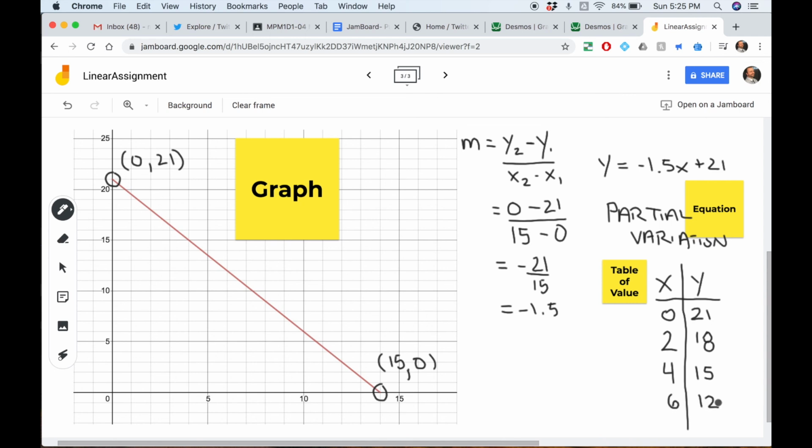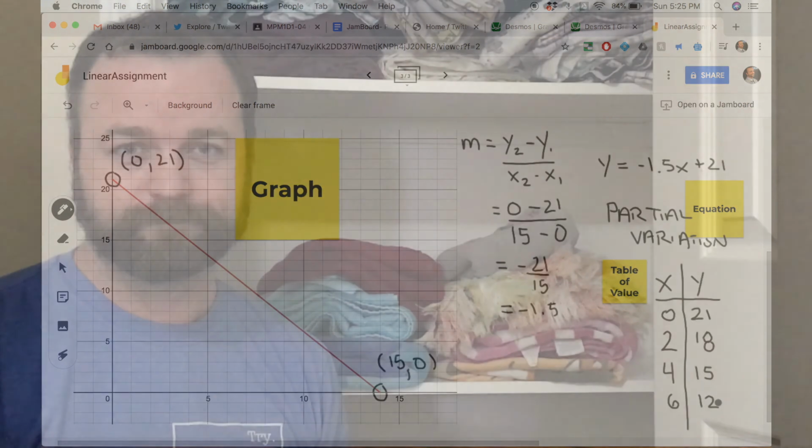So there's our word description of the problem. We've turned it in this example into a graph first, then we made an equation, then we made a table of values. So here's your assignment, ISTEM. I made up a little math problem with towels. You are going to make up a problem in your household about something that grows and then shrinks in a predictable, linear kind of way.